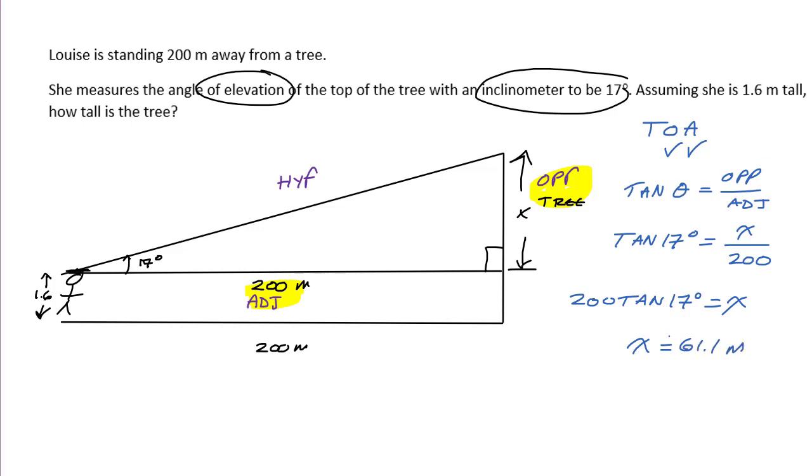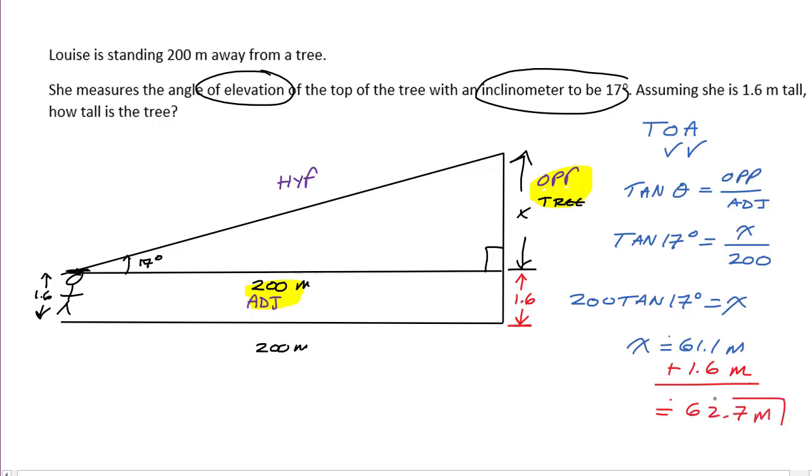Meters. Now, the only thing missing from the question is this piece right here, which is the height of Louise, 1.6. So the tree, we're just missing that extra little bit of height there. So all we've got to do is just add 1.6 to that, and we're good. So 61.1 meters plus 1.6 meters is approximately, the height is approximately 62.7 meters.